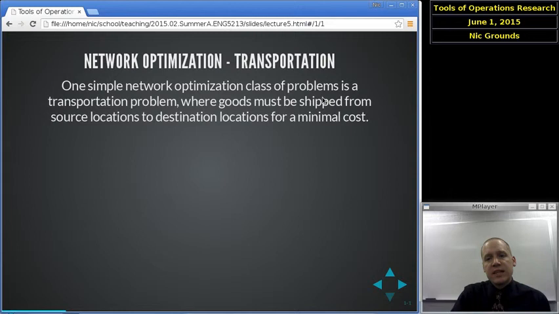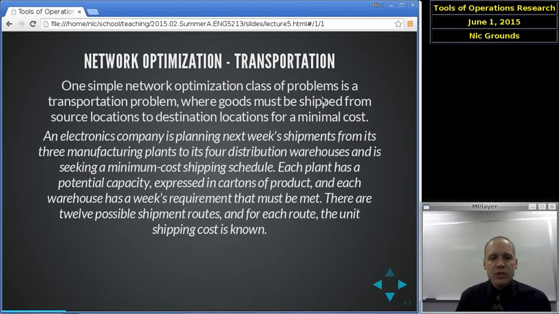So obviously in this kind of problem, what we would like to do is minimize the cost. That is, we'd like to find a way to cheaply ship all of our required product from the sources to their destinations, choosing those routes which will minimize our cost. So here's a quick example we can talk about. An electronics company is planning next week's shipments from its 3 manufacturing plants to its 4 distribution warehouses, and it's seeking a minimum cost shipping schedule. So we have 3 source plants where goods are being made and 4 destination warehouses where we need the goods shipped after they've been made.